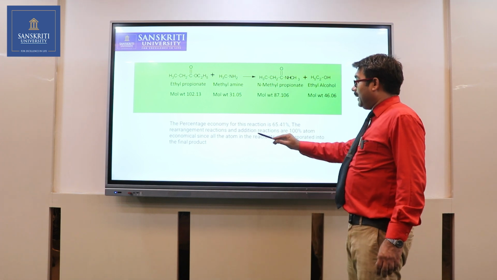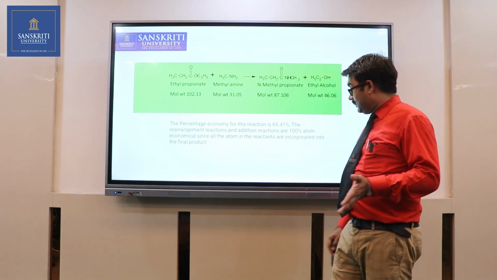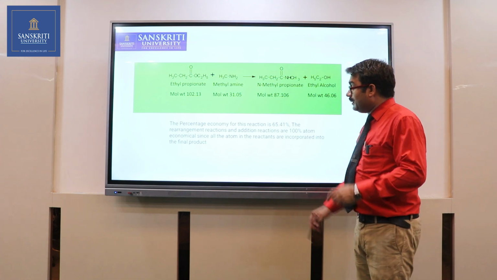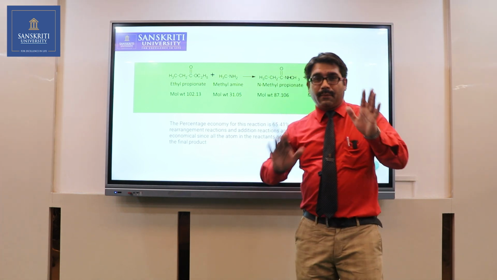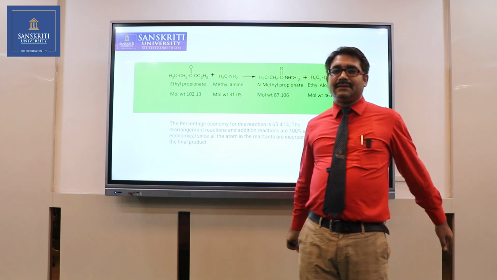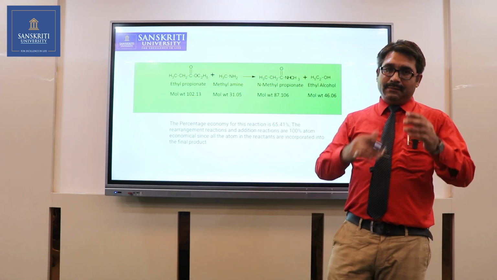Rearrangement reactions and addition reactions are 100% atom economical, since all the reactants are incorporated into the final product in these reactions, addition reactions and rearrangement reactions.